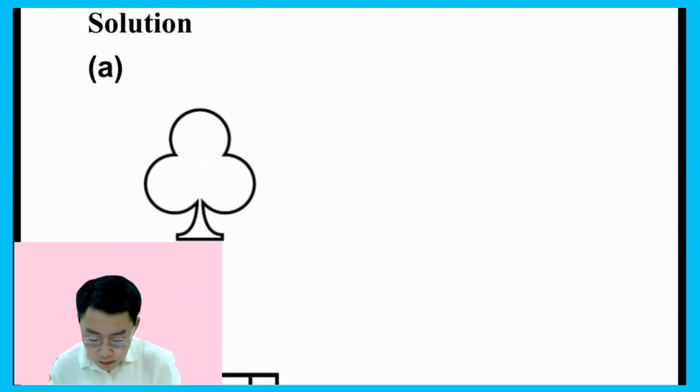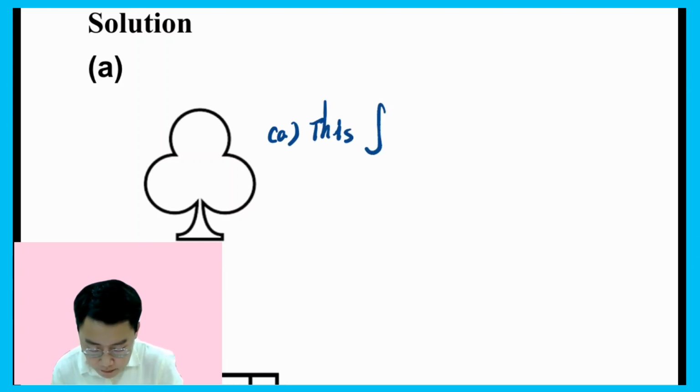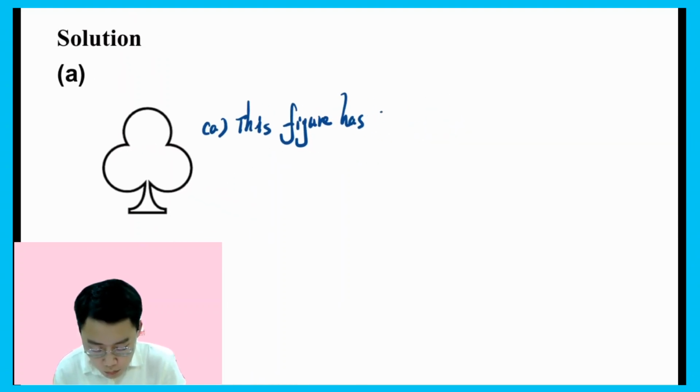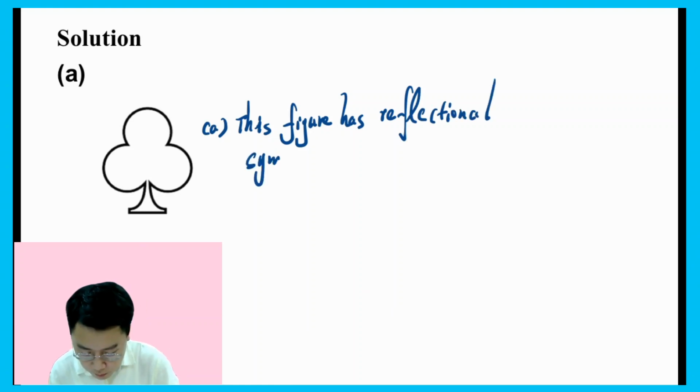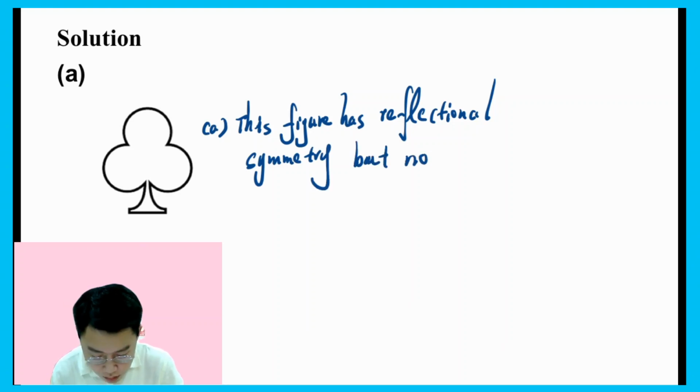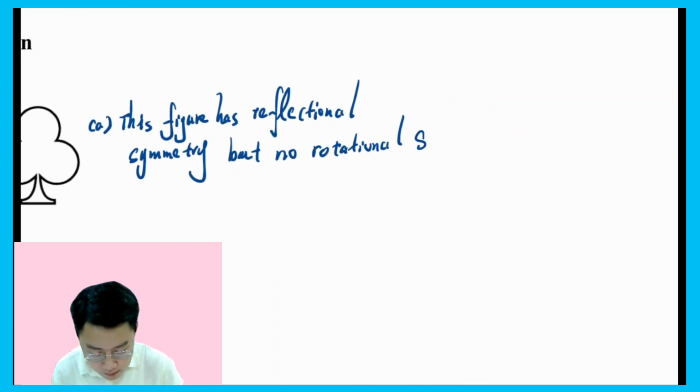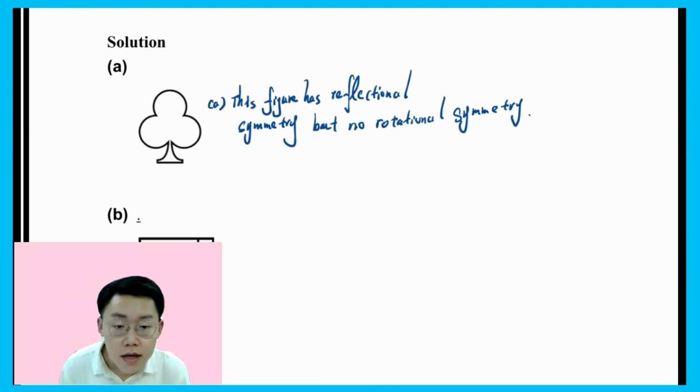We write down the answer for part A. This figure has reflectional symmetry but no rotational symmetry. All right. For part A, this figure has reflectional symmetry but no rotational symmetry.